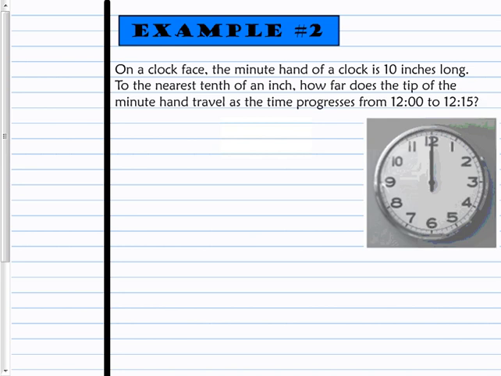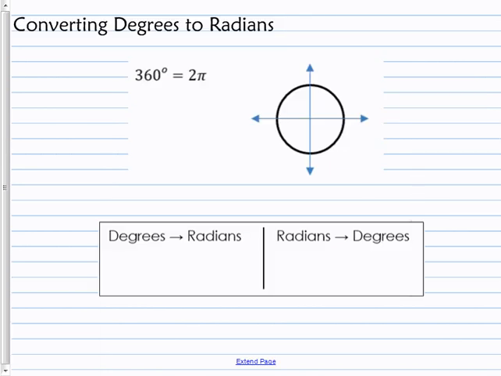Example 2 we will do in class. Next up, we're going to talk about converting degrees to radians. We do everything in degrees in geometry in high school. But if you're going to have a math degree, you're going to have to learn about radians. And we are going to get very, very basic into it. You can research it on your own if you want to, but basically we're going to take degrees and make it into radians or radians and make it into degrees.